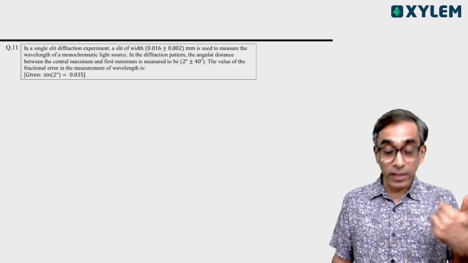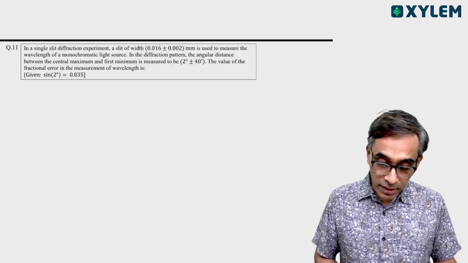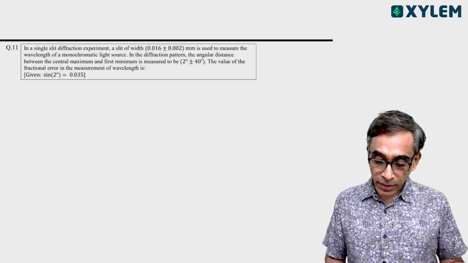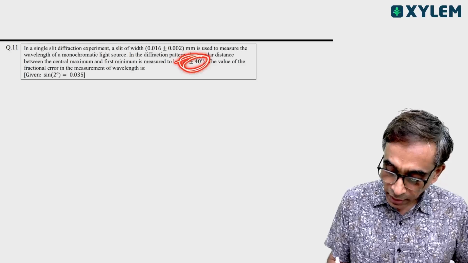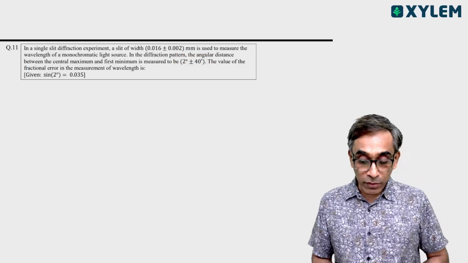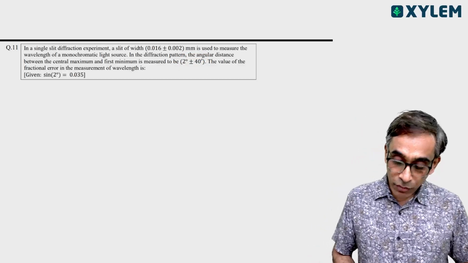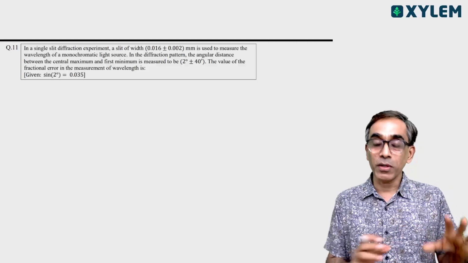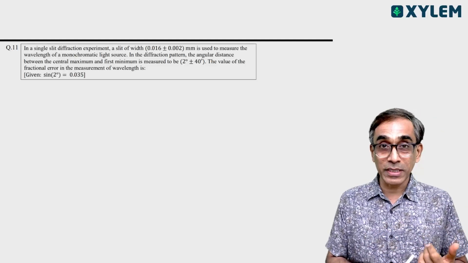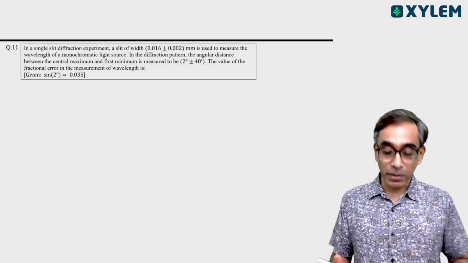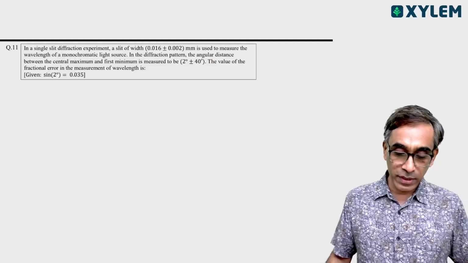The experiment is to measure the wavelength of the monochromatic light source. In the diffraction pattern, the angular distance between the central maximum and first minimum is measured to be a certain value, and there is an error in the angle. What is the value of the fractional error in the measurement of wavelength? You want the fractional error in wavelength, whereas the error in the slit width is given and the error in the angular measurement is given. So where to start with this?